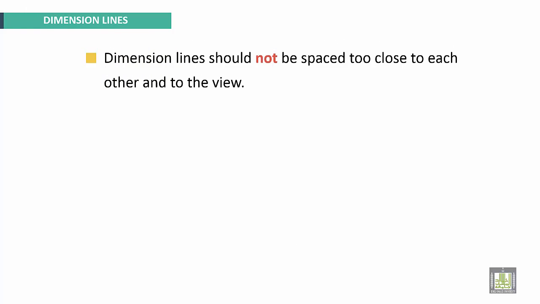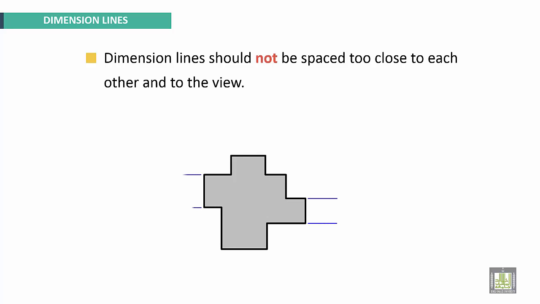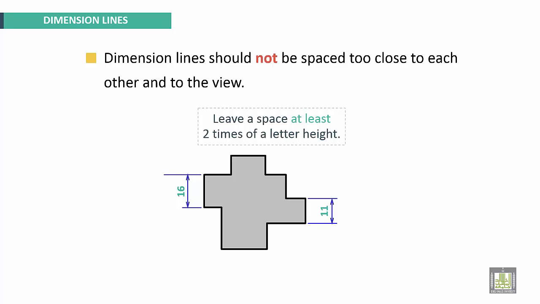Dimension line. Dimension lines should not be spaced too close to each other and to the view. One example. This dimension line, for example, 11, 16, leave a space at least 2 times of a letter height. Here you have to leave space here and leave space here. This is good.